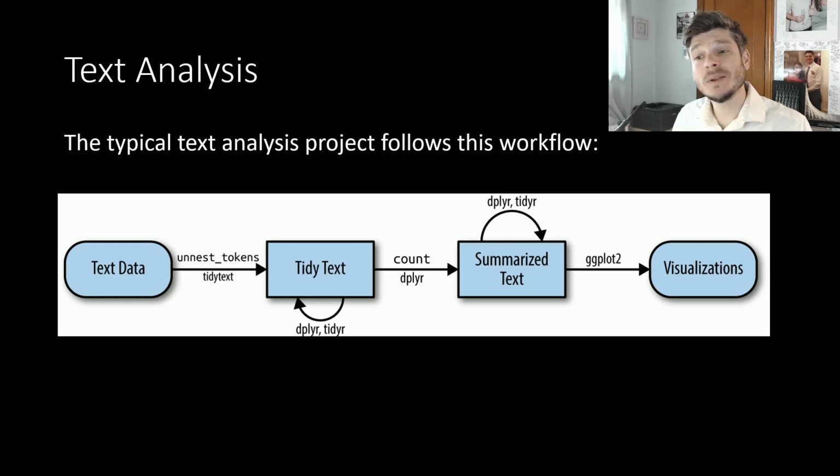But then typically what we want to do is take that text and summarize it somehow, come up with some summary function. So again, typically count, right? How many times did they use particular types of words? We get our summarized text, and then of course the beauty is we make our visualizations. That's really the end goal with almost all of our projects. How do I take a novel and reduce it down to a nice, neat visualization that hopefully everyone can understand?